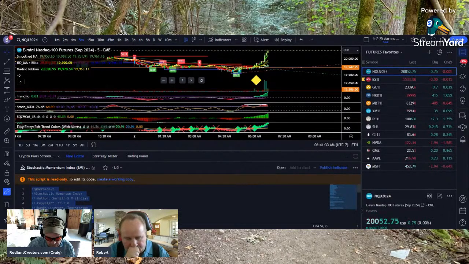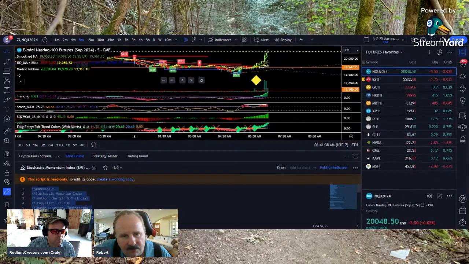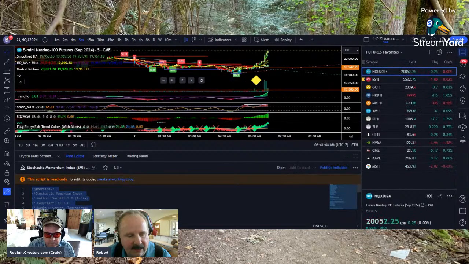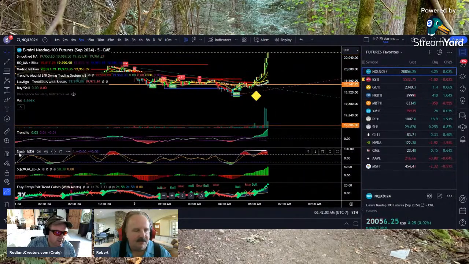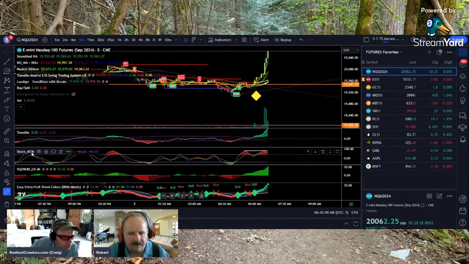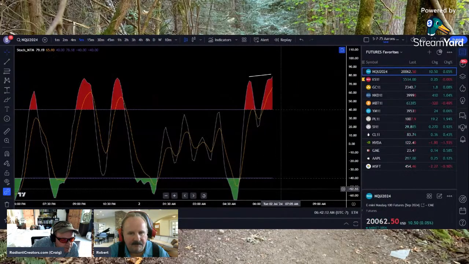Okay, so I believe if you look it up on TradingView in the indicators at the top, you can type in stochastic momentum index, and the author is Surgith, from India. When you get it on your chart, it's just going to say stock capital MTM, just like this.